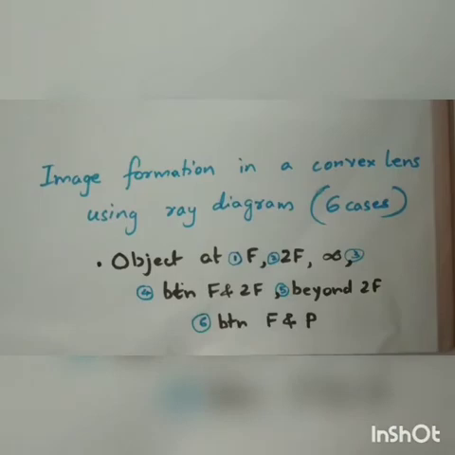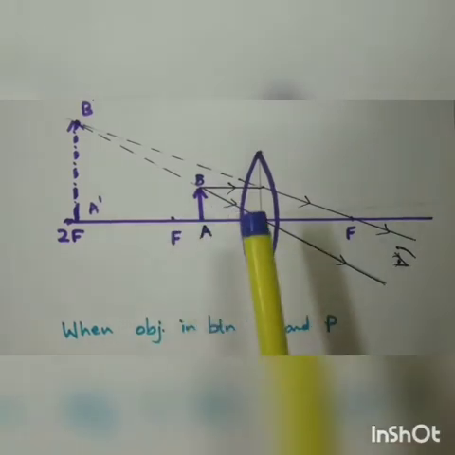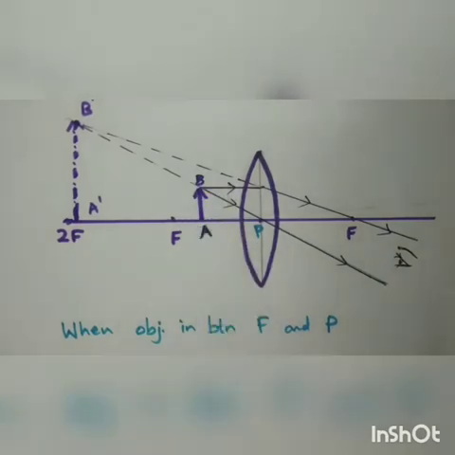Now, in the functioning of a microscope, we'll be concentrating on the last case, that is, when the object is placed between the focus and the pole. When the object is placed between the focus and the pole, you get the image on the same side of the convex lens, which is a magnified and imaginary image. This is the case that we use this lens as a simple magnifier, or we simply call it a magnifying glass. This is what we call a simple microscope. And you have seen a magnifying glass.